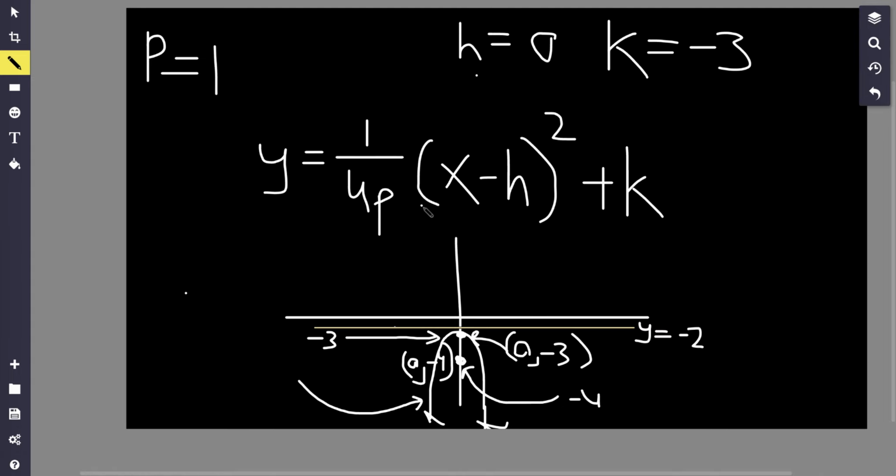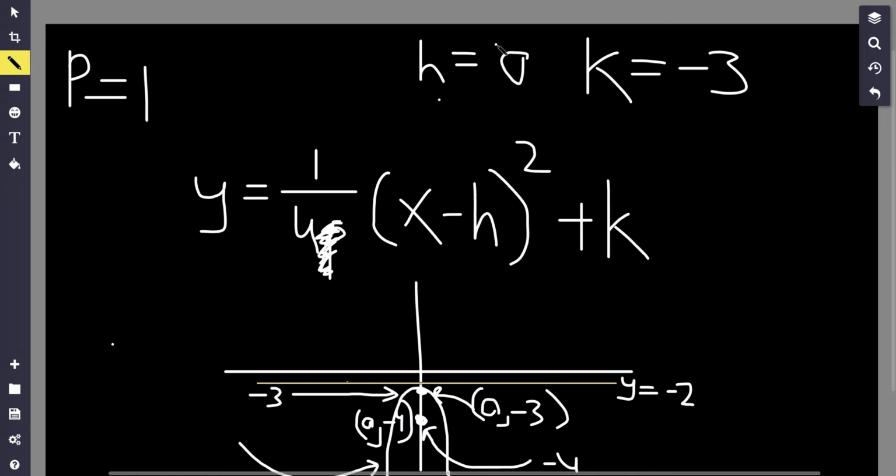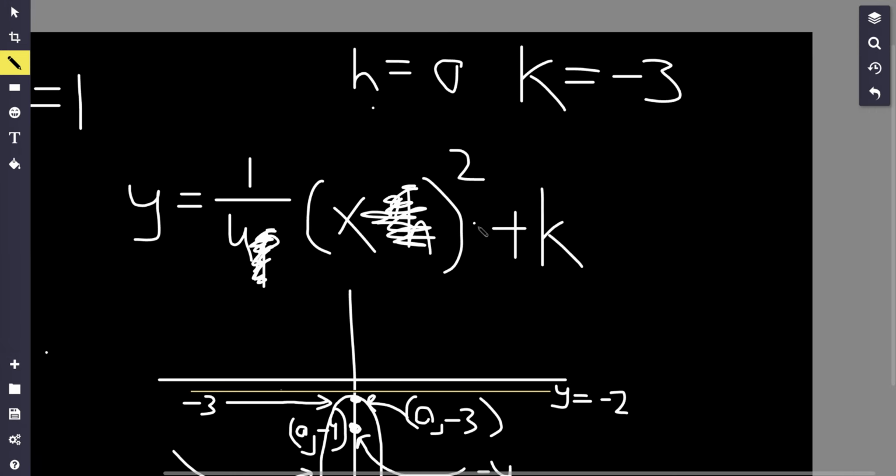Now all we have to do is just plug it into our formula. So y is equal to 1 over 4 times p, which is 1. 4 times 1 is just 4, so we don't need that. Times x minus, we know h is 0, so x minus 0 is just x, squared. And then plus k, which is -3. So x squared minus 3.